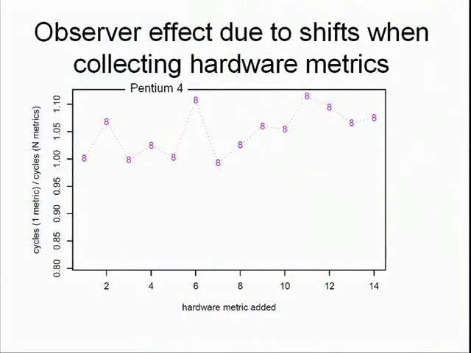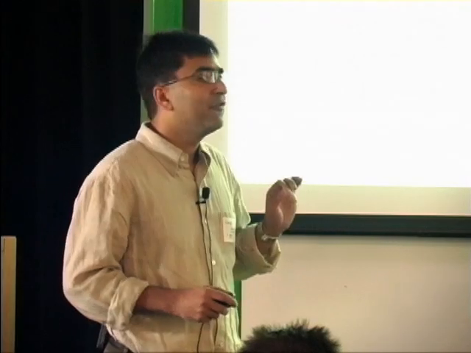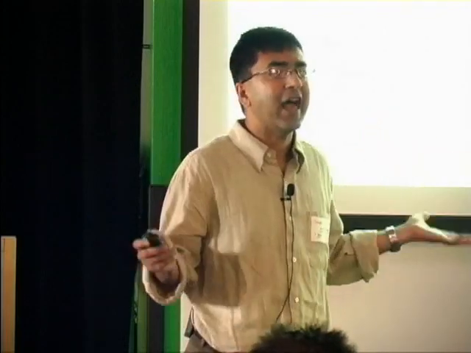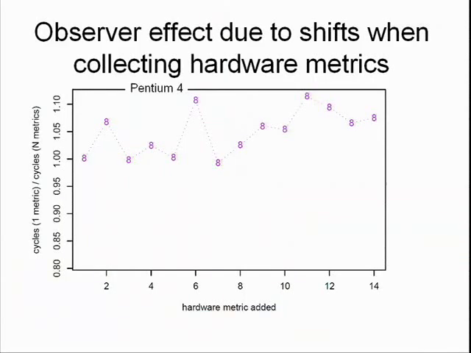Along the x-axis, as you go to the right, we collect more and more hardware performance monitors. On this particular machine, you can collect up to 18 monitors at the same time, and so all of these can be collected simultaneously by the hardware. The y-axis gives us the ratio of the execution time when you collect only one metric, which is cycles, divided by when you collect n metrics, where n is the number on the x-axis.